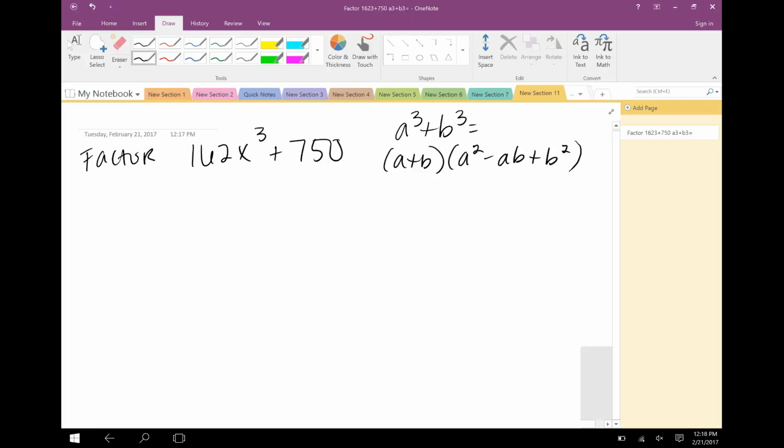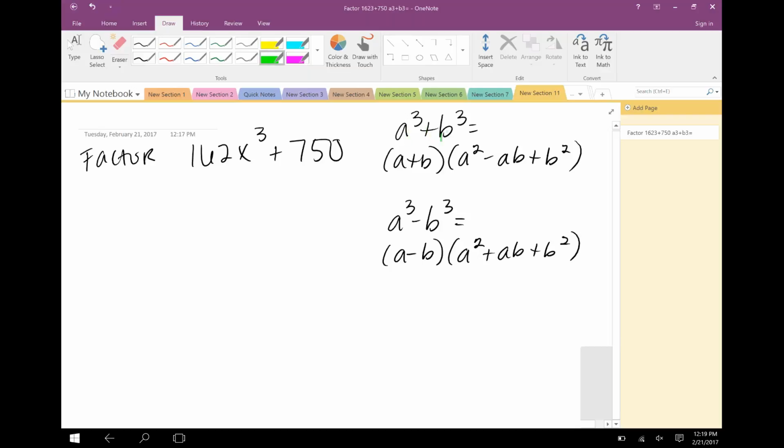Just for the sake of showing you the other one, difference of cubes. A cubed minus b cubed is a minus b times a squared plus ab plus b squared. When you're memorizing formulas and patterns, try to find similarities so you're not memorizing them as totally separate things. So if you notice, not a lot changes here. Notice the placement of your a's and b's and the exponents does not change at all. The only thing that changes is your signs.